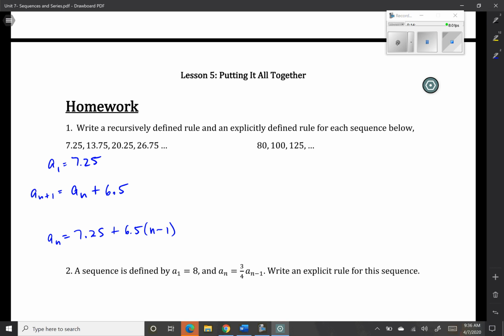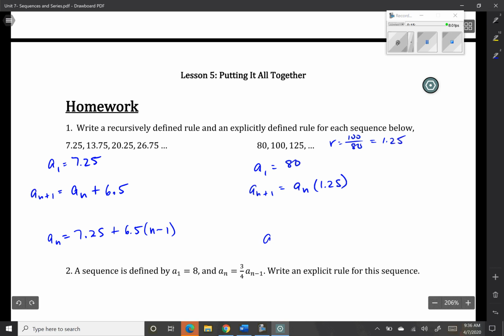Next one, we notice that this is a geometric sequence. Common ratio in this case, if I take 100 and divide by 80, we get 1.25. So to show this recursively, first term is 80. You have to say the first term in a recursive sequence. Then any term of the sequence is the previous term times 1.25. To show this explicitly, we'd say any term of the sequence, first term, times the ratio to the n minus 1.